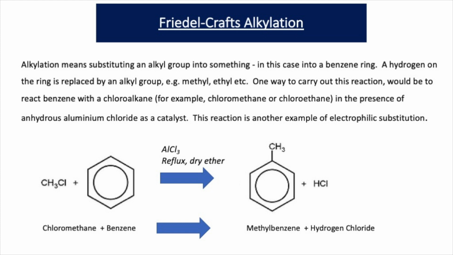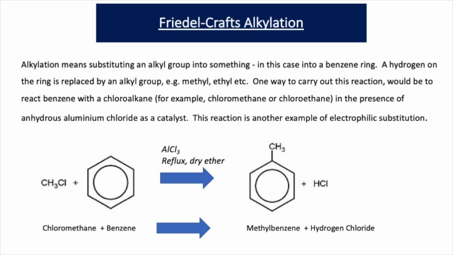Now the halogenoalkane and benzene would be refluxed with aluminium chloride dissolved in dry ether, a non-aqueous solvent, because it has to be anhydrous aluminium chloride, because aluminium chloride reacts violently with water. Now in this equation here, the methyl group, the CH3 group, swaps with a hydrogen on the benzene ring, and we end up with methylbenzene and hydrogen chloride.